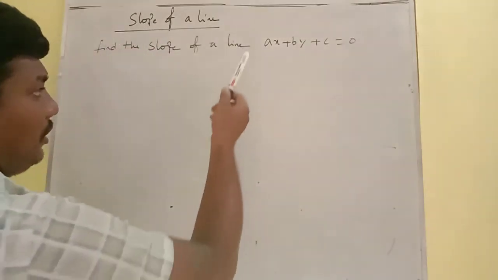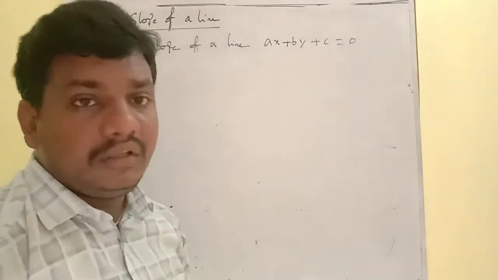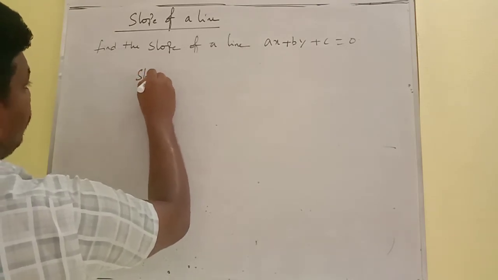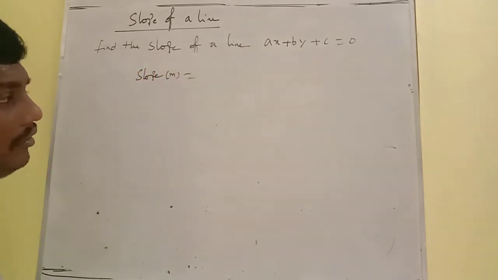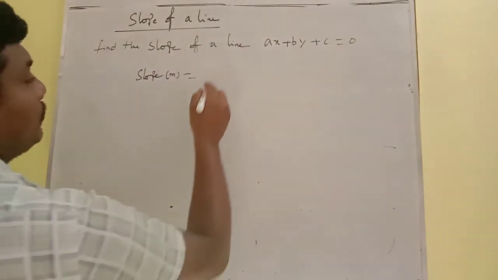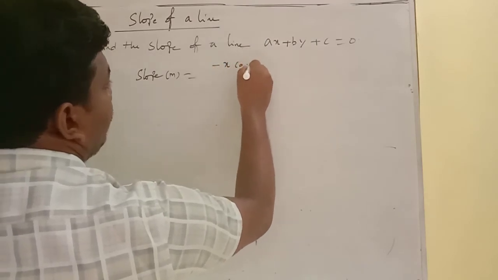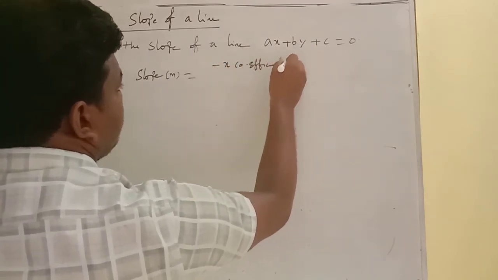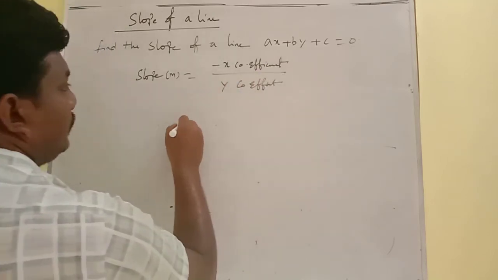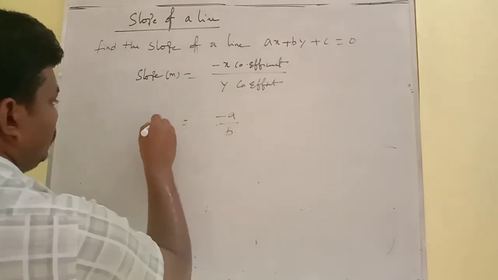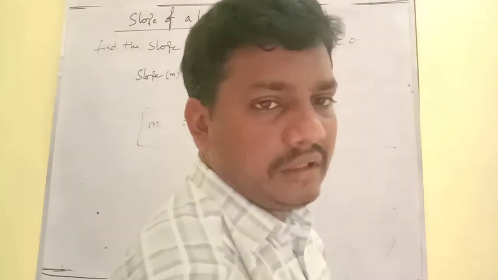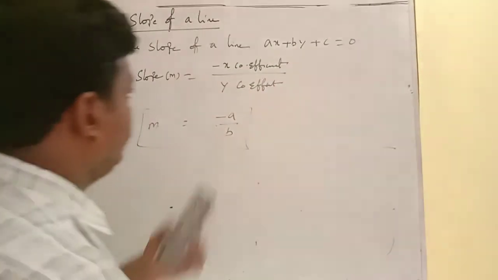When the given line is in the general form, how do we find the slope? Slope formula: slope m equals minus x coefficient by y coefficient, that is, minus a by b. So m equals minus a by b. This is called the slope of a line in general form.